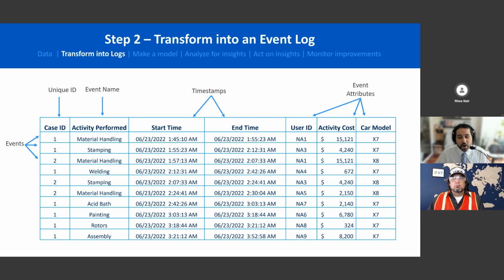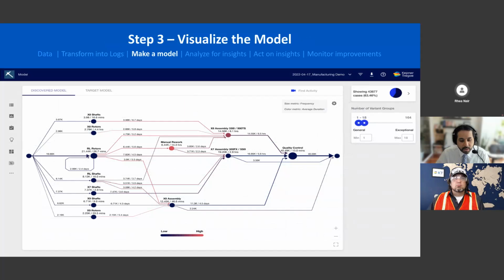Event attributes are information that is related to the event that maybe you might want to subfilter on later. So for example, maybe I want to subfilter by cost, or what car was it being used for, or even which shift was operating at that station at that time. This event log is then imported into any of the process mining tools that are out there. When it's done, it creates a very pretty model. In fact, it's really fast at doing this. This is 43,000 cases analyzed, and I think it was like 5 minutes of processing time on a Chromebook.